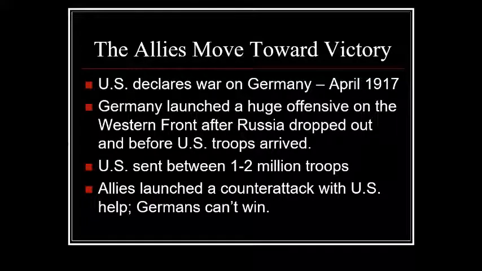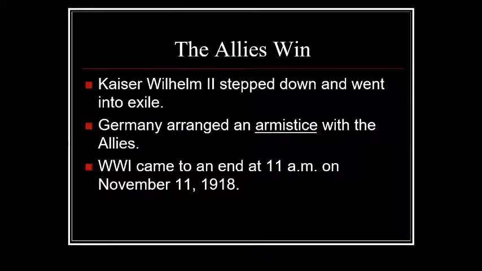Now we declare war on Germany, April 1917. They launch a huge offensive after Russia comes out. And before we get there, but then we get over 1 million troops there. We launch a counterattack, and we just start pushing them back and back and back until we finally win. The Kaiser, Wilhelm II, steps down. Germany now enters an armistice, and we're basically going to start getting the peace talks.